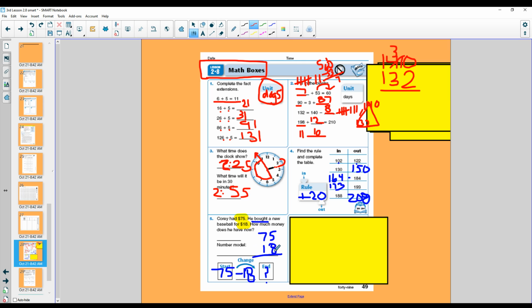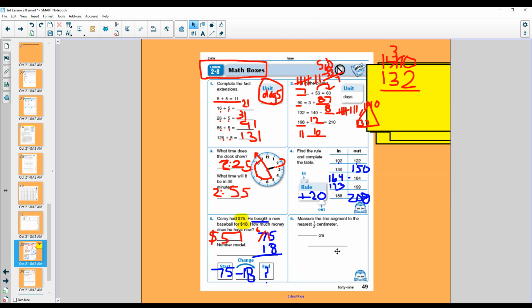Okay, 75 take away 18. Go next door. Get 10 more. 15, take away 8, 7, 6, 5. So we get 57. Don't forget your dollar sign. That's your unit there. All right, last one for boxes today.